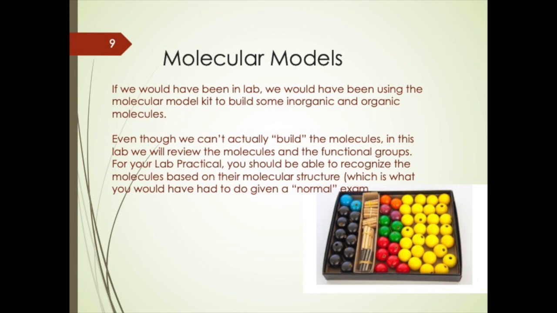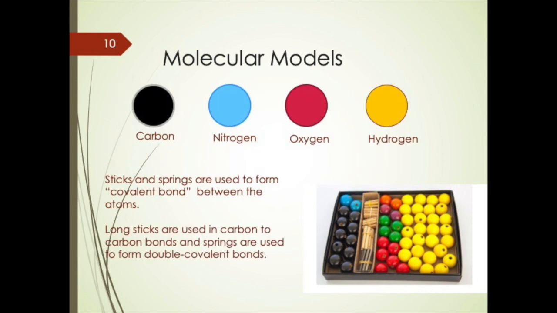If we were in lab, we would be using these model kits, right? Though we can't actually build the models in lab, we can review these models on these slides. Carbon is usually black, nitrogen is usually blue, oxygen is usually red, and hydrogen is usually yellow. Let's just say that these are our colors. Sticks and springs are used to form covalent bonds, right? A covalent bond is usually between a nonmetal and a nonmetal.